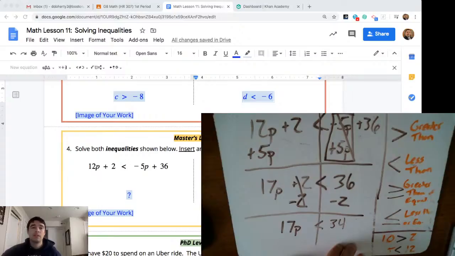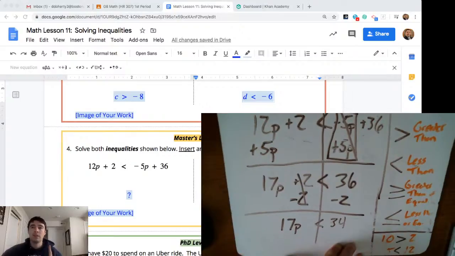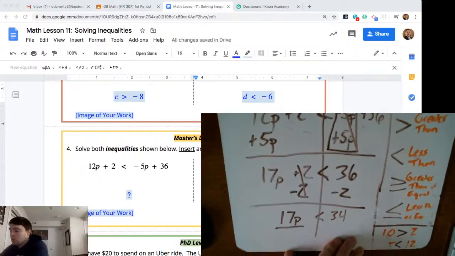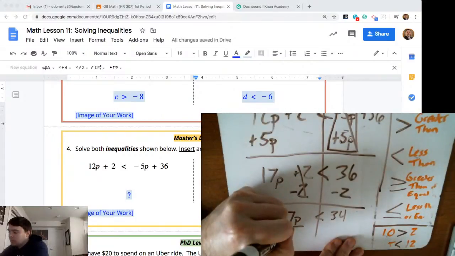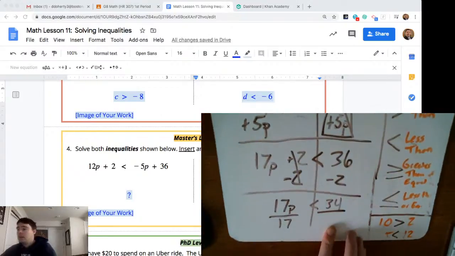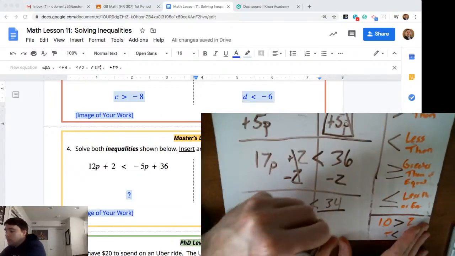So now that I'm at 17p is less than 34, we have 1 step left. We need to get rid of that multiplied by 17, the coefficient of 17. So we divide by 17. Anytime you have a coefficient with your variable, to get rid of it at the end, we divide to cancel out that multiplication. I divide both sides of the inequality by 17.